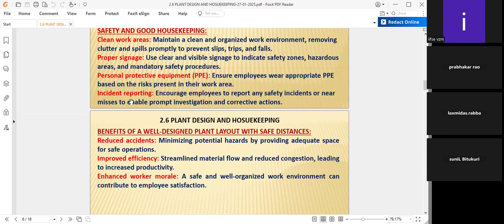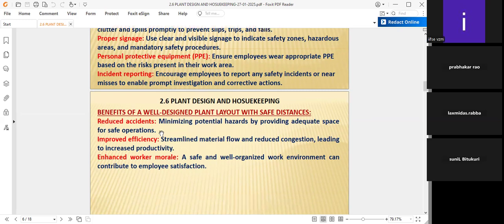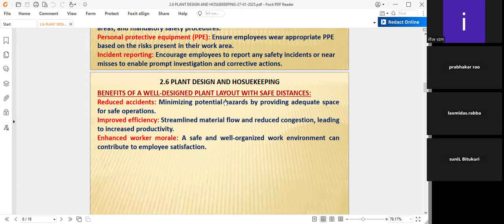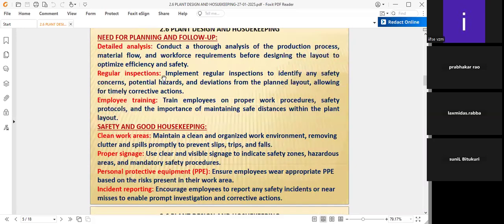Incident reporting is always important for any organization to maintain safety and good housekeeping. It also comes under housekeeping in the sense of the discipline and culture of safety employed by the organization. Benefits: a well-designed plant layout with safe distances reduces risks. What are the benefits of a well-designed layout?